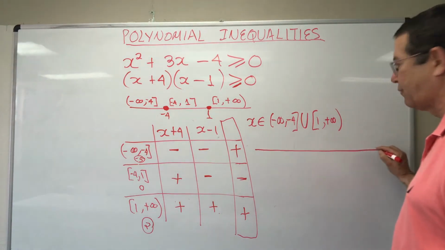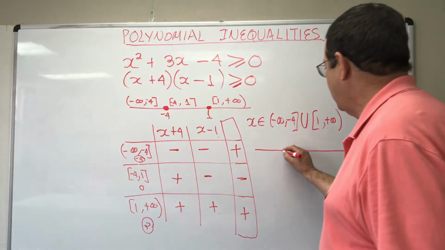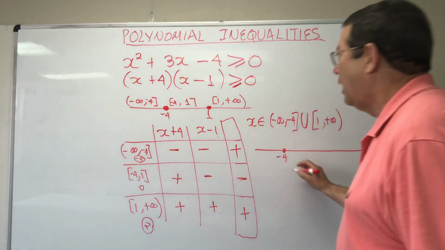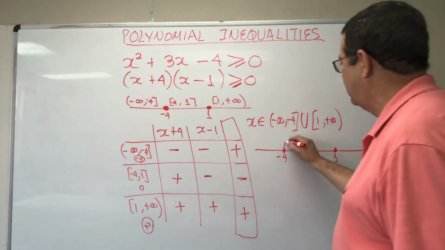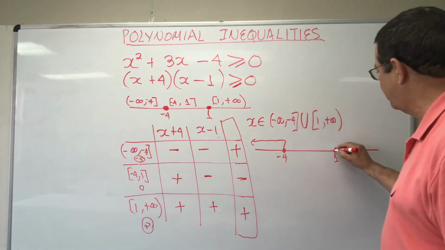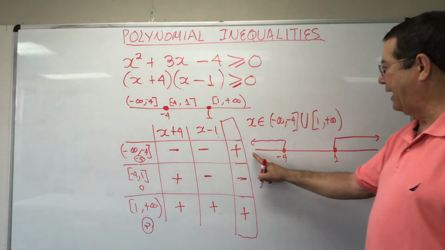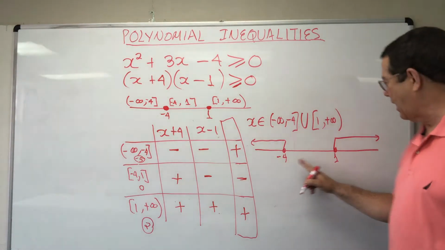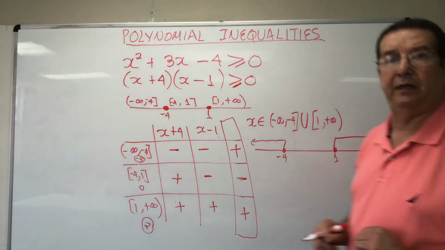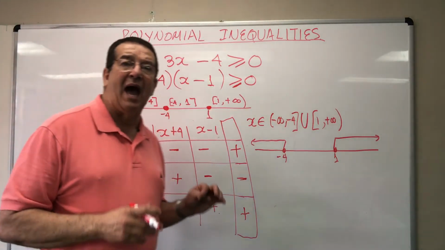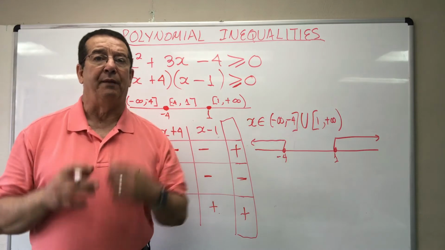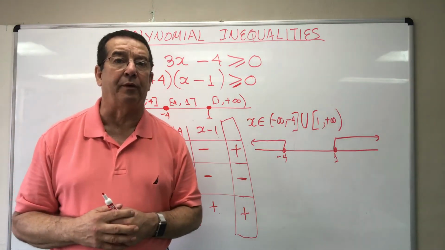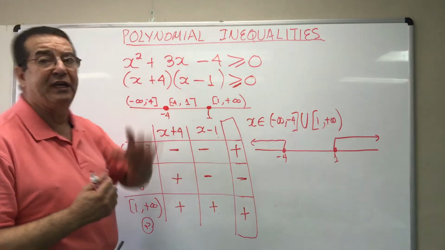Graphically, I need to see the graph. You write here negative 4, and you write here 1, and now your solution is like this, and the solution is like this: from negative infinity to negative 4, and from 1 to positive infinity. That's a way to find the answer of this problem when you're going to solve a polynomial inequality, okay?